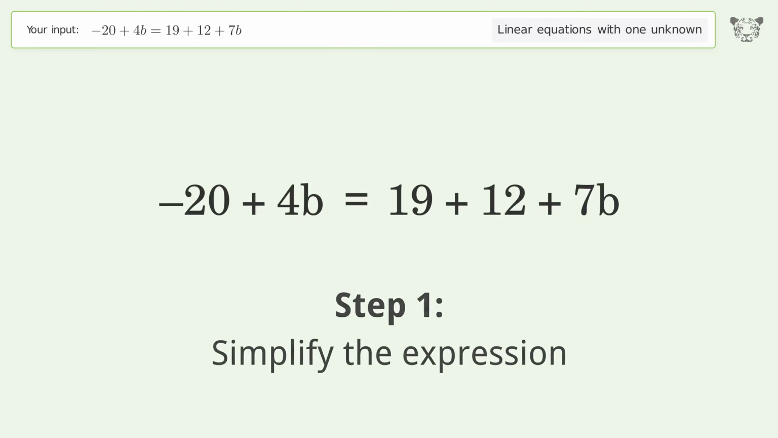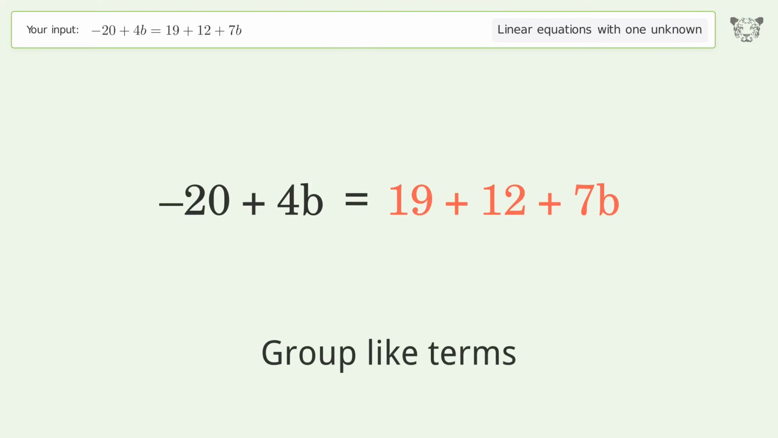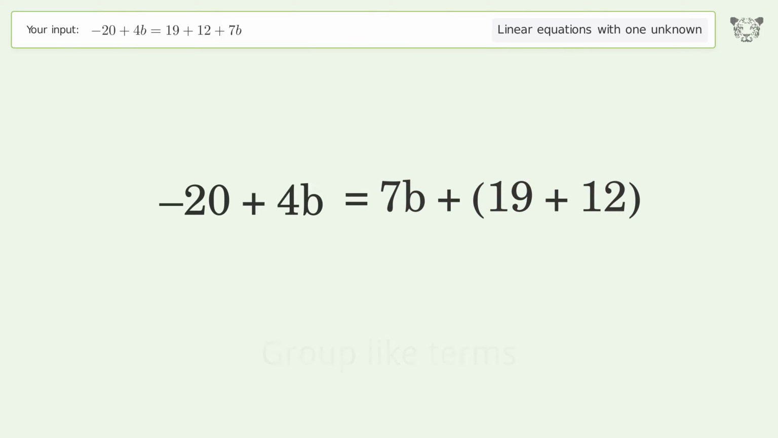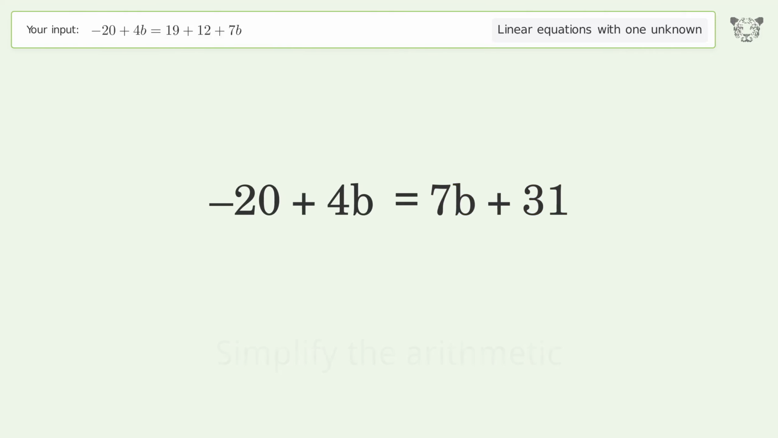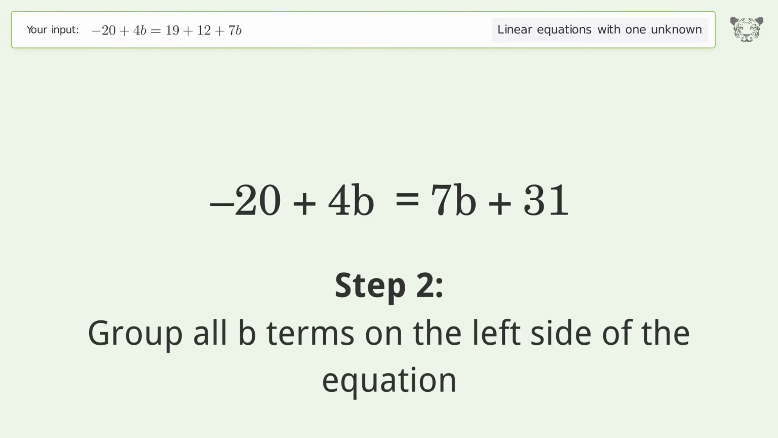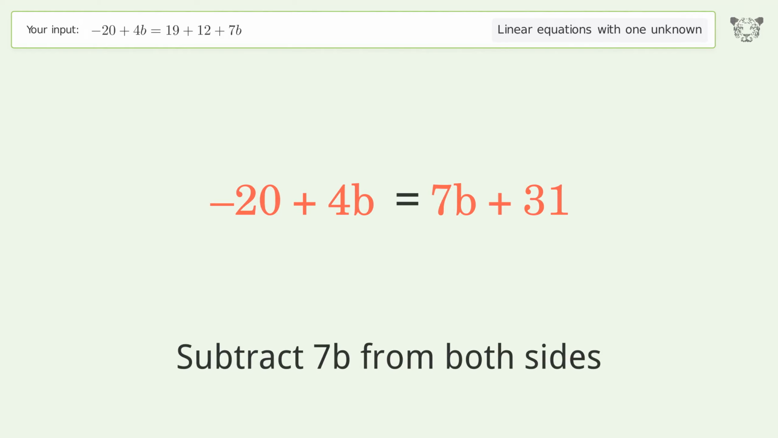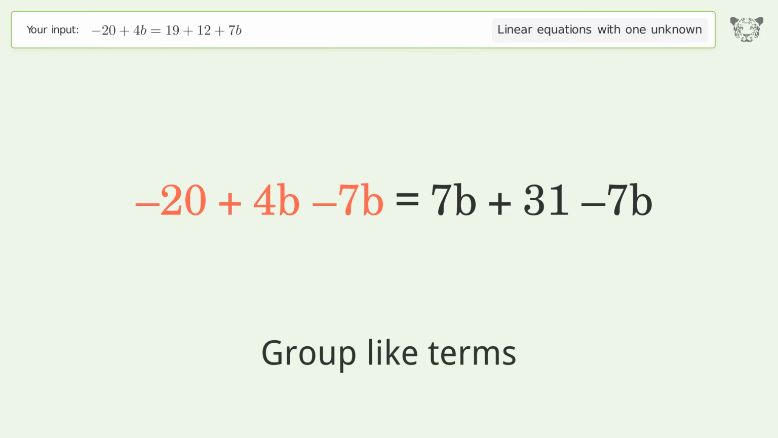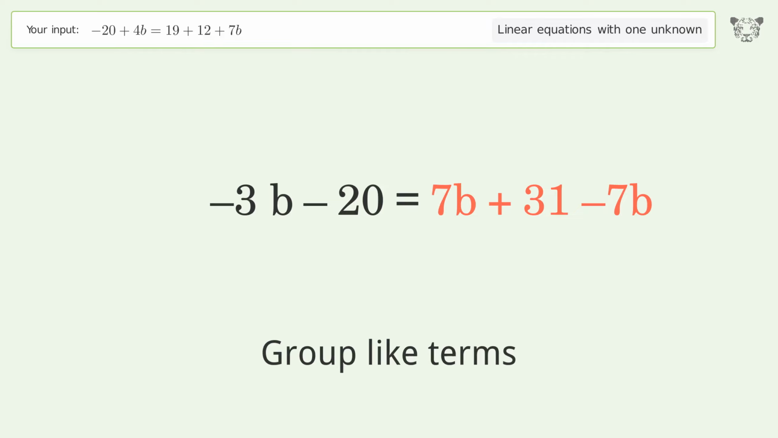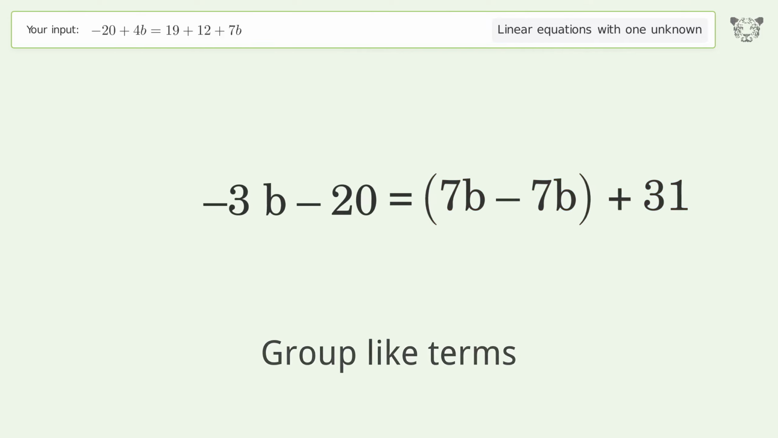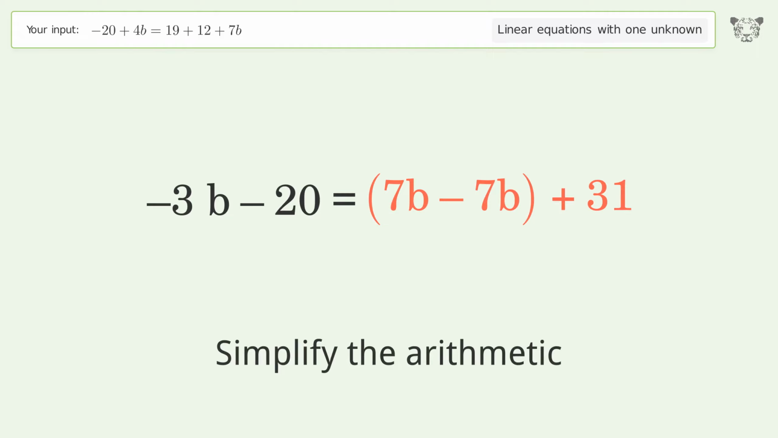Simplify the expression. Group like terms. Simplify the arithmetic. Group all b terms on the left side of the equation. Subtract 7b from both sides. Group like terms. Simplify the arithmetic. Group like terms. Simplify the arithmetic.